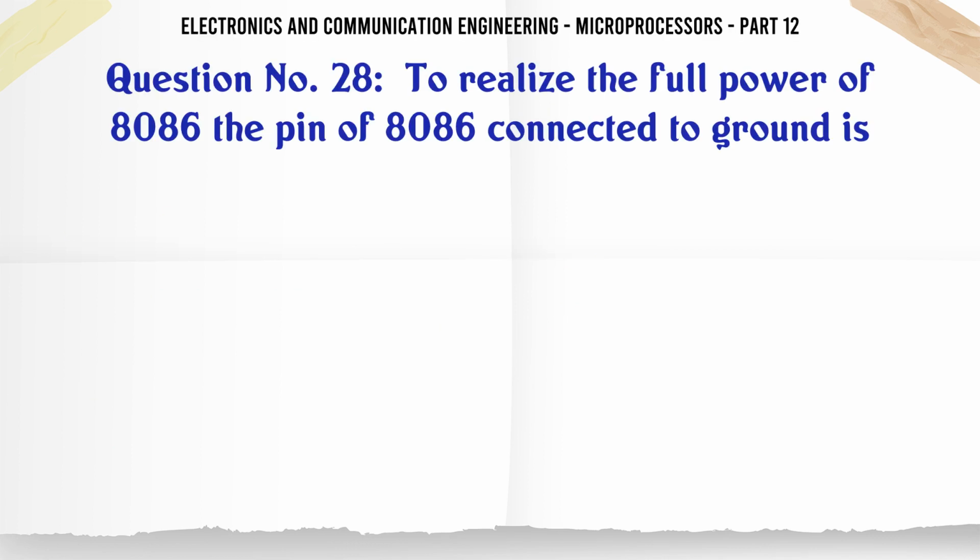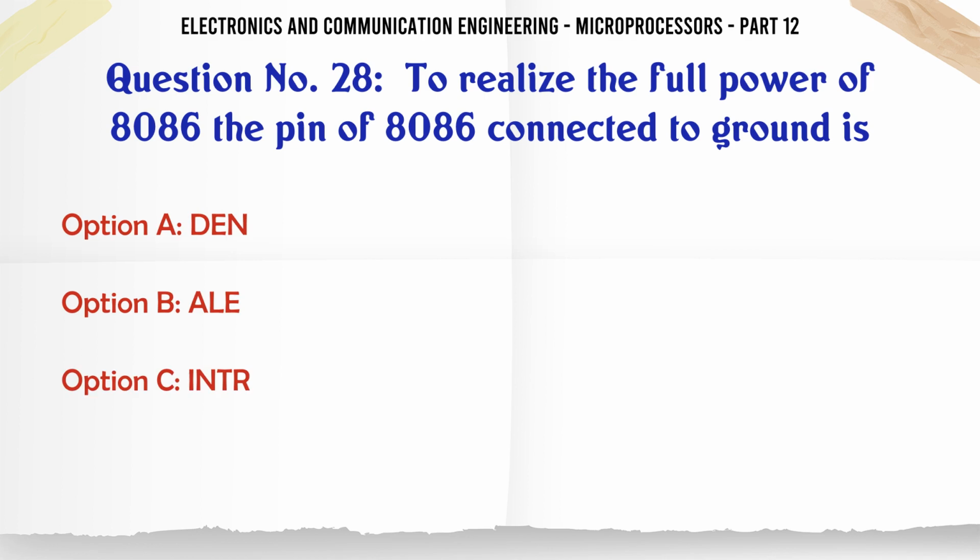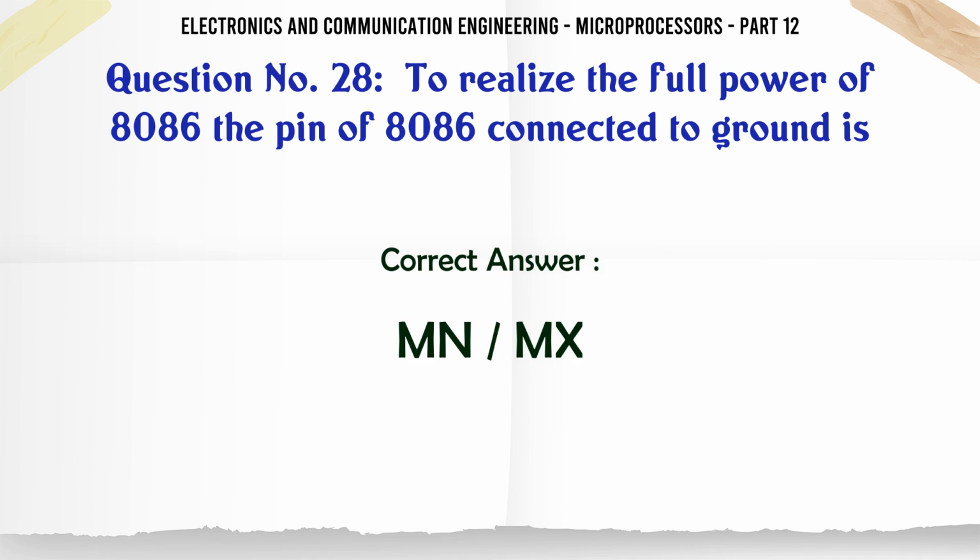To realize the full power of 8086, the pin of 8086 connected to ground is A. DEN, B. ALE, C. INTR, D. MN/MX. The correct answer is MN/MX.